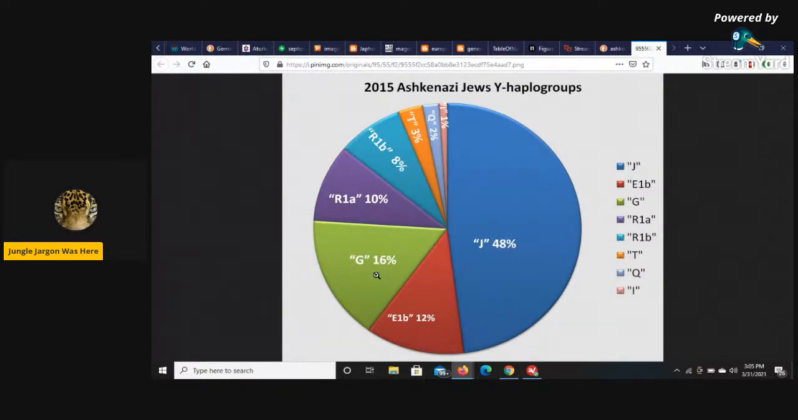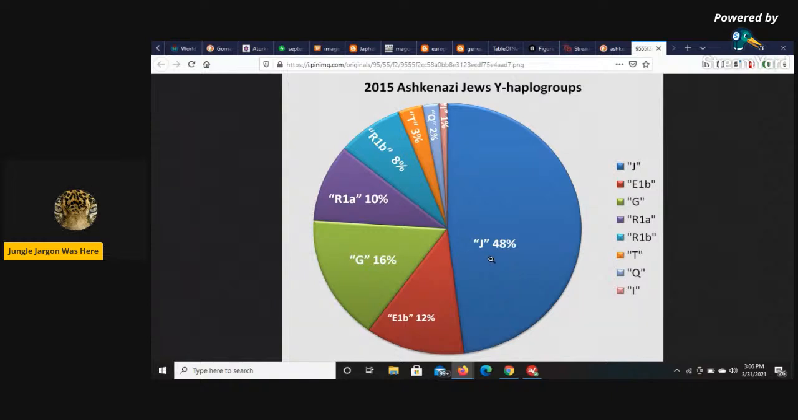And Assyrians you can't mix up with Syrians. Syrians are Arameans. Assyrians are descended from Asher, but they came from the same general area. But anyway, the G is the Assyrians. The E is probably the Canaanites. Of course, that's what Albert Einstein is, E1B, as well as Adolf Hitler.